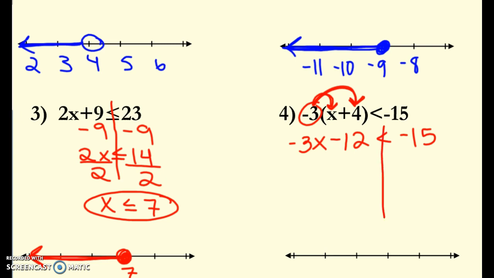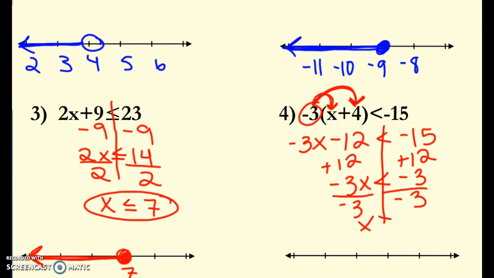Now we're just going to solve regular. We're going to add 12 to both sides, so I get -3x is less than -3. I'm going to divide by -3, and what happens when we divide by a negative? That's right, flip-flop the sign. We have an open circle at 1, and this time it's going to be going to the right. Take a moment and write this down if you have not done so already.